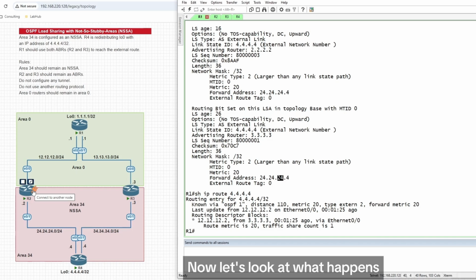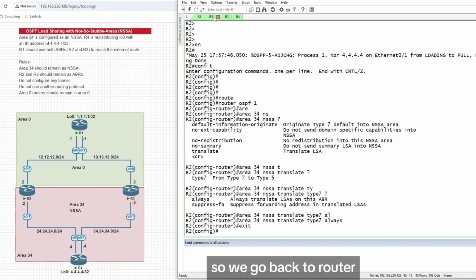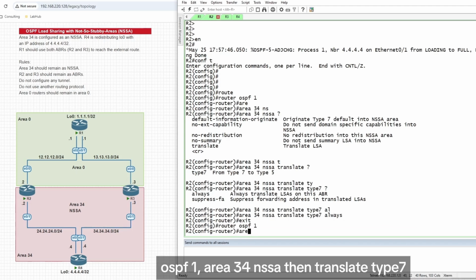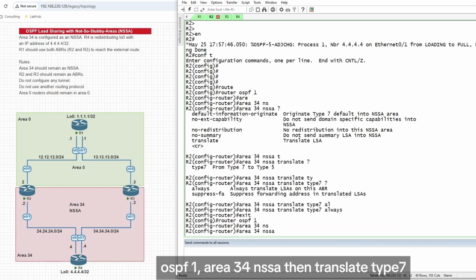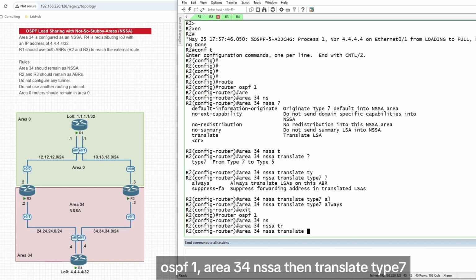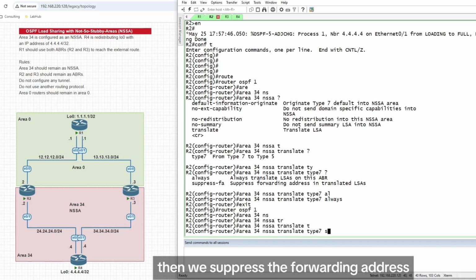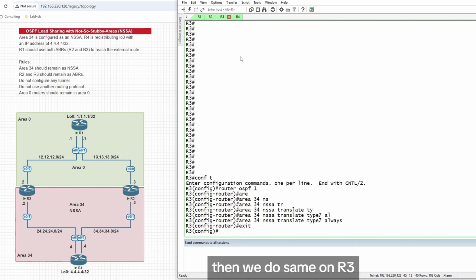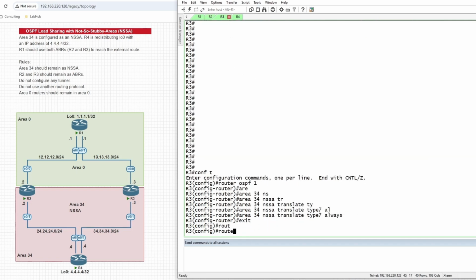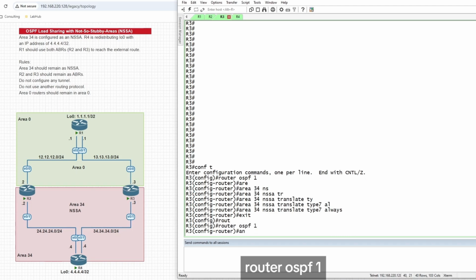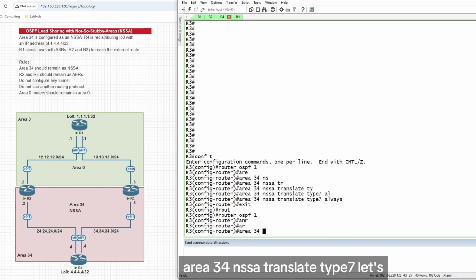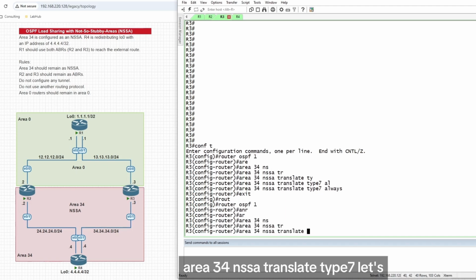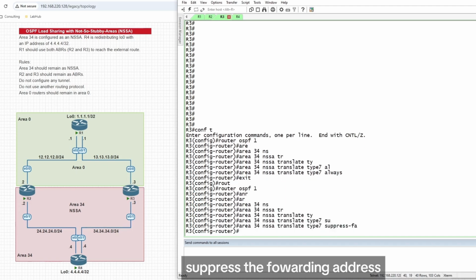Now let's look at what happens if we suppress the forwarding address. So we go back to router OSPF 1 area 34 NSSA, then translate type 7, then we suppress the forwarding address. Then we do the same on R3. Router OSPF 1, area 34 NSSA, translate type 7, let's suppress the forwarding address.